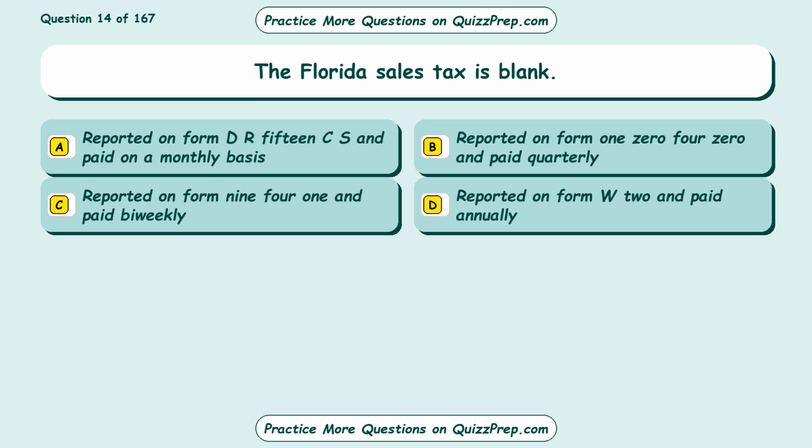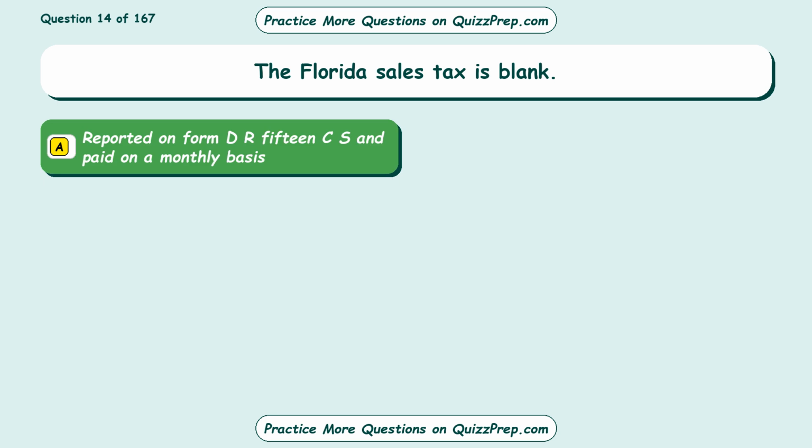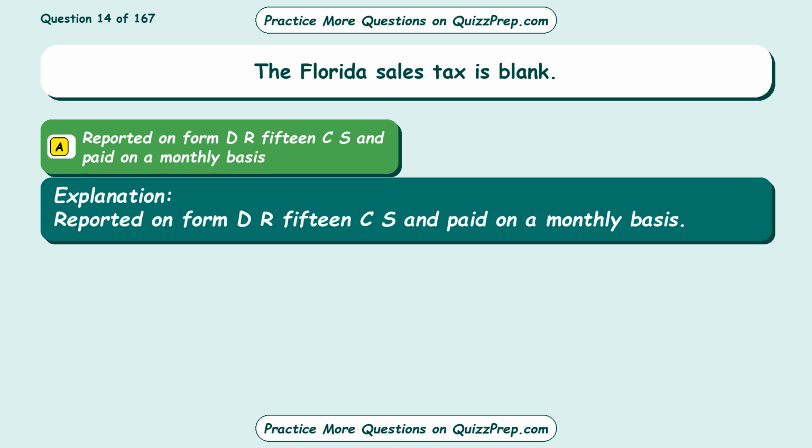Question 14. The Florida sales tax is blank. Option A, reported on Form DR-15CS and paid on a monthly basis. Option B, reported on Form 1040 and paid quarterly. Option C, reported on Form 941 and paid bi-weekly. Option D, reported on Form W-2 and paid annually. The correct answer is option A, reported on Form DR-15CS and paid on a monthly basis.